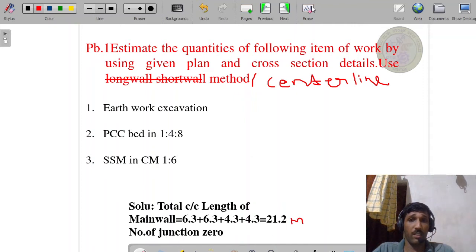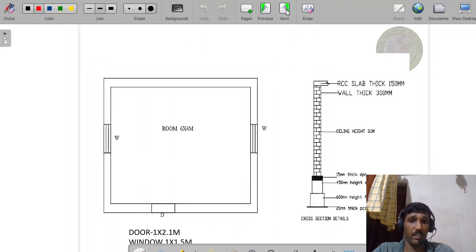Number of junctions is 0. See here, the sketch, I will show it. See here, 6 into 4, 6.3 from here to this point is 6.3. Here also the same replica. Next from here to here 4.3 center to center. From here to here 4.3. So the total 21.2 comes. Next.